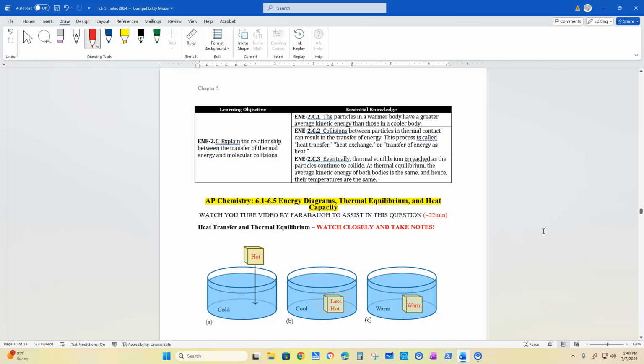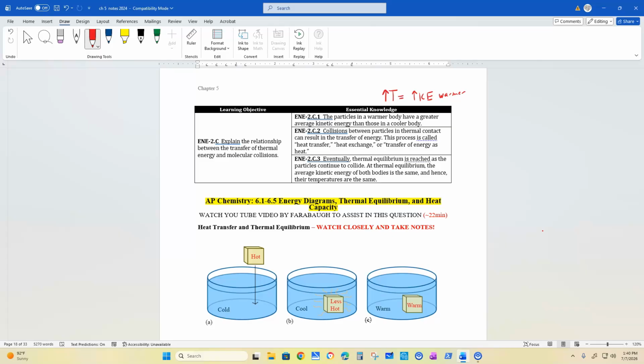All right, let's look at some sample AP type questions. Learning objective 2.C. Explain the relationship between transfer of thermal energy and molecular collisions. So we're looking at how energy and the molecules move to create that energy. Particles in a warmer body have greater kinetic energy, and we know this from gas laws. If the temperature increases, we have more energy, and not just energy, but moving energy, especially for warmer or hotter bodies. We crank up the temperature, we get more energy.